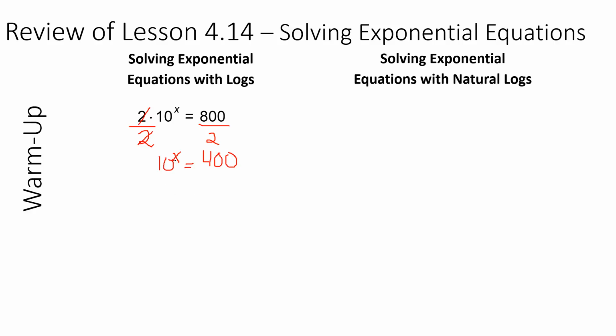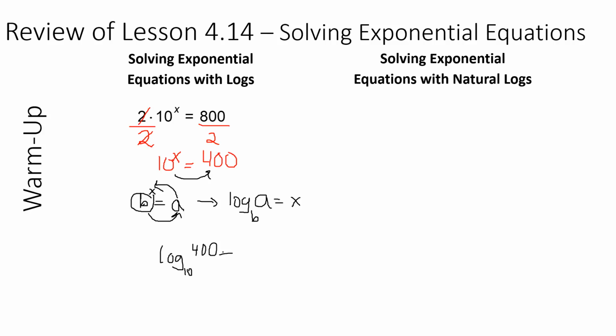Now, very quickly, before I continue with this, a friendly reminder: when you have a base b to a power of x equal to a, you convert this into a log by writing log base b, with the a inside of the log, and the x is what your log is equal to. So the conversion for this problem would be log base 10 of 400 is equal to x.